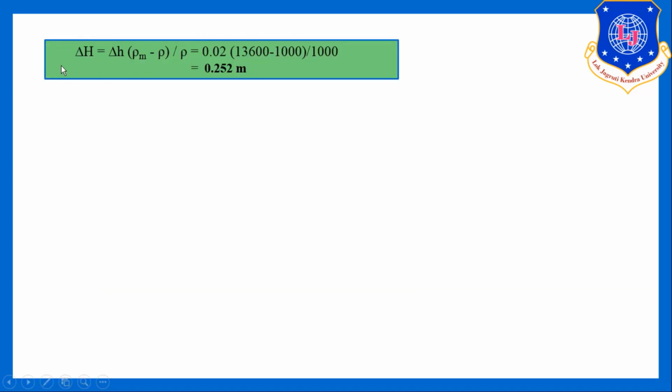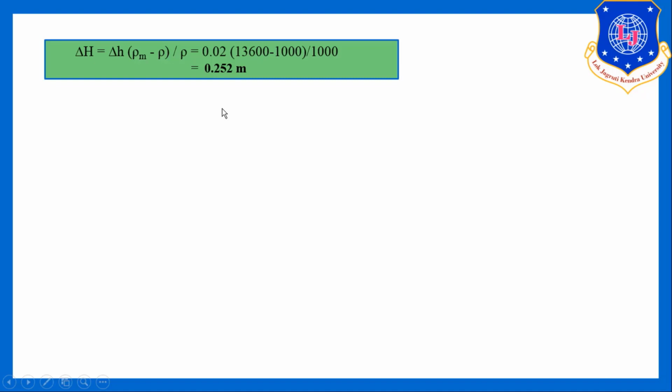Now the second calculation is capital delta H. We know this formula as we have studied in the theory portion. Capital delta H is equal to small delta H into rho m minus rho divided by rho. Small delta H is 0.02. How does it come 0.02? It is the difference of H1 minus H2. So small delta H is 0.02 into bracket 13600 minus 1000 divided by 1000.